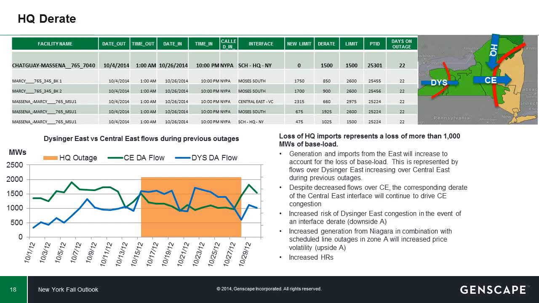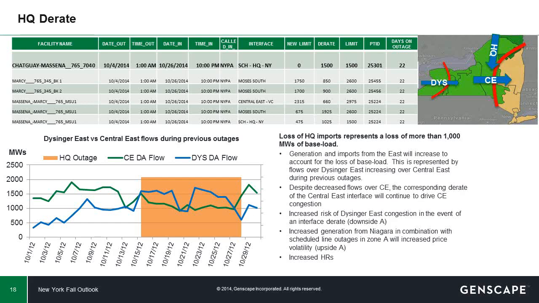But if we look at it here, we see that Messina to Marcy is also going to be down throughout this entire outage, and that is going to derate the Central East interface by about 660 megs there. So overall, I do expect Central East to continue to be the dominant constraint and to help mitigate most of the risk of Dysinger East coming down, once again, assuming Dysinger East does not become derated.